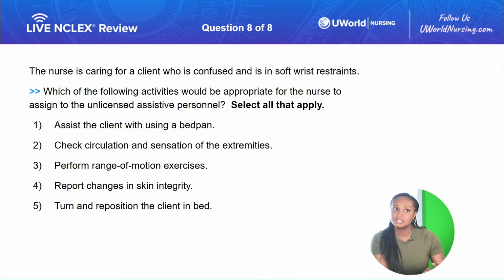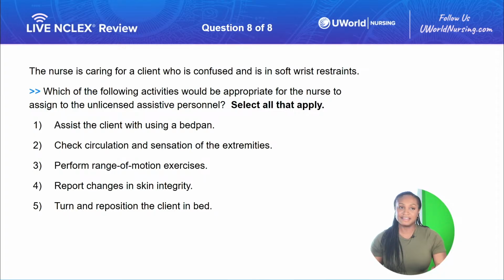Good job, good job. Someone said it's not a SATA. It is a SATA question, so there are more than one right answers for this one. So all the things that a UAP is able to do. This is a SATA question.